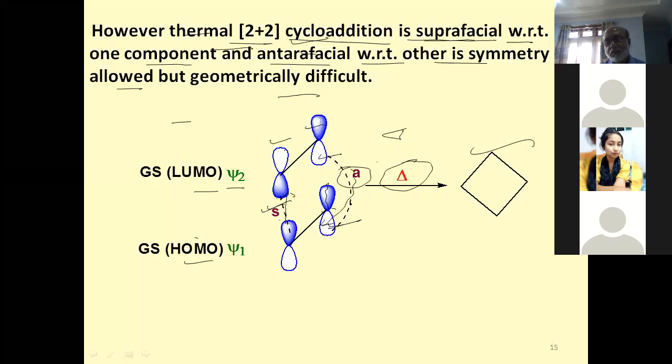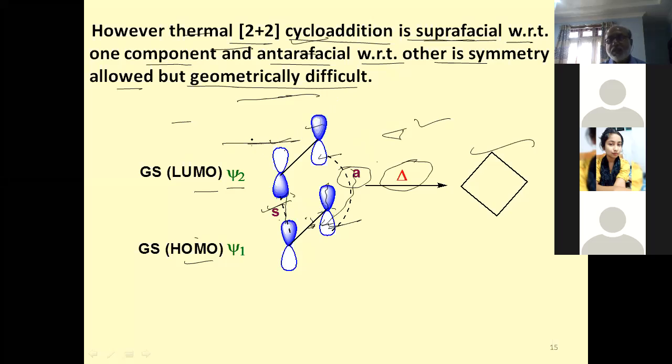But because the molecule is so small, that twisting is not allowed, not possible, geometrically not possible. So it is geometrically difficult. This is the reason. Thermal you can carry out, provided this twisting was allowed. But it is not allowed because of the constraint of the space here. So geometrically it is difficult. I think you got it?